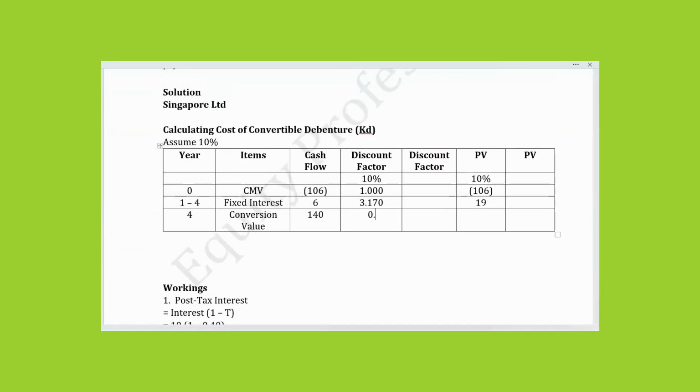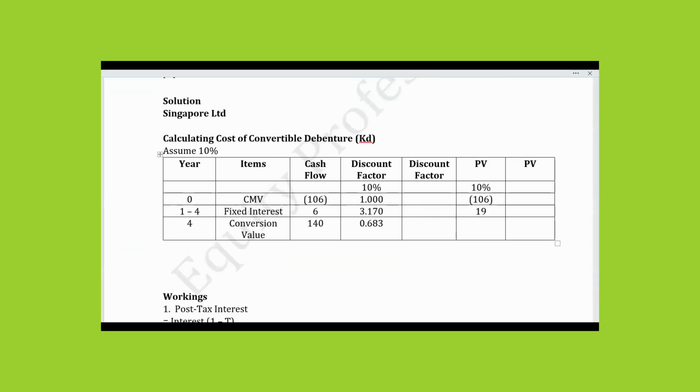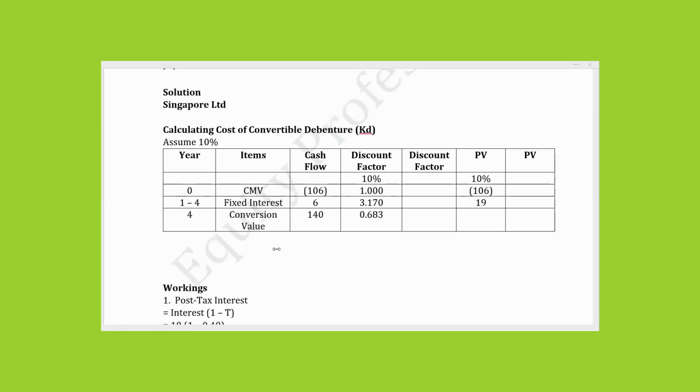This is 0.683. Then to get the present value, 140 naira, bring out your calculator, 140 naira multiplied by 0.683. That is 95.62. Rounding, that's 96.